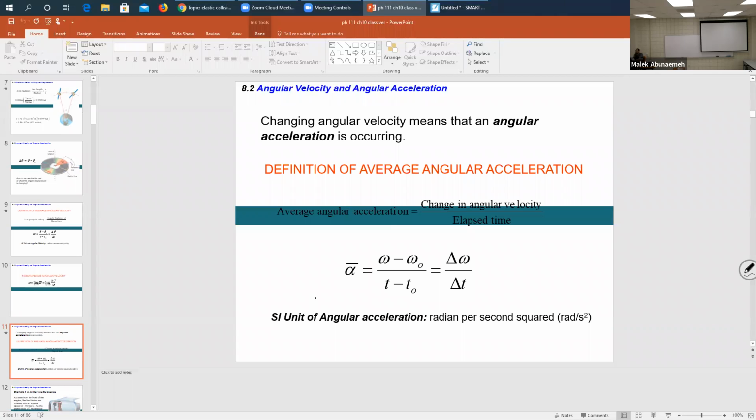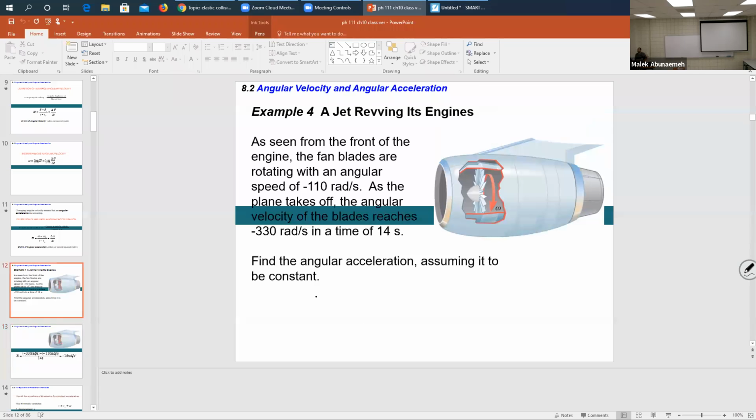Now, changing angular velocity means there's an angular acceleration. The angular acceleration is your change in angular velocity divided by your time, which is going to be in radians per second squared. So here's a question for you guys. Seen from the front of the engine, the fan blades are rotating at an angular velocity of minus 110 radians per second. As the plane takes off, the angular velocity of the blade reaches minus 330 radians per second at 14 seconds. Find the angular acceleration. What do you got?